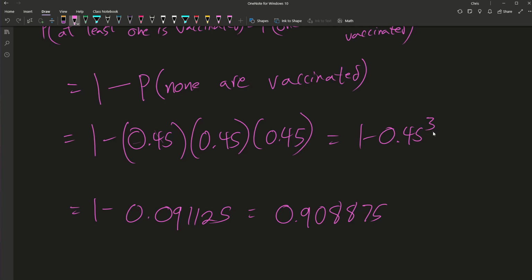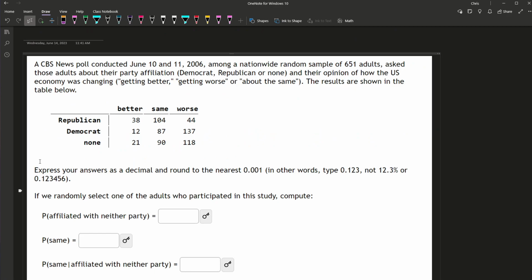And moving on to the third problem I wanted to talk about. Here we have another homework problem. A CBS News poll conducted June 10th and 11th, 2006 among a nationwide random sample of 651 adults asked those adults about their party affiliation, Democrat, Republican, or none, and their opinion of how the U.S. economy was changing, getting better, getting worse, or about the same. The results are shown in the table below.